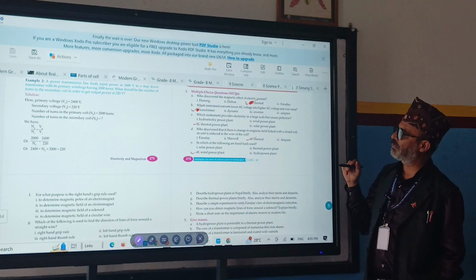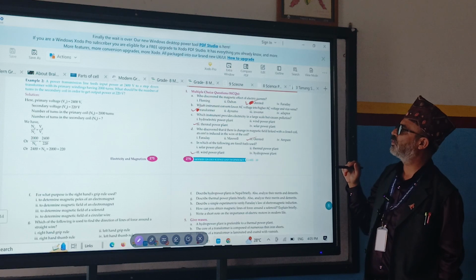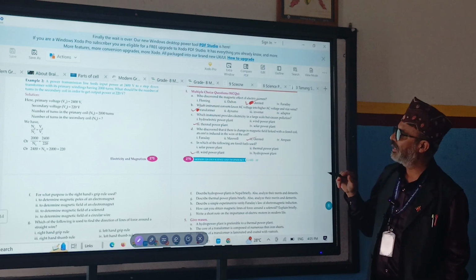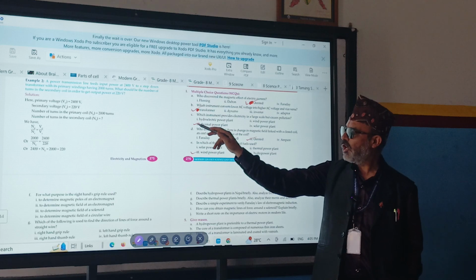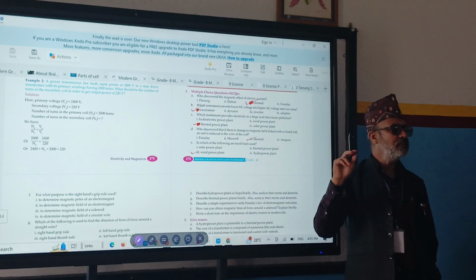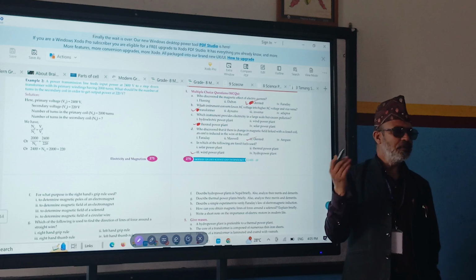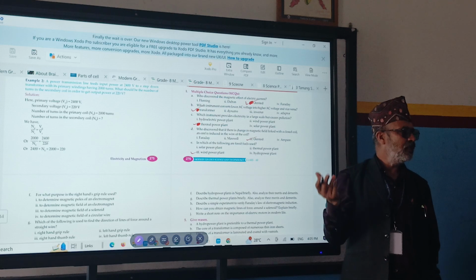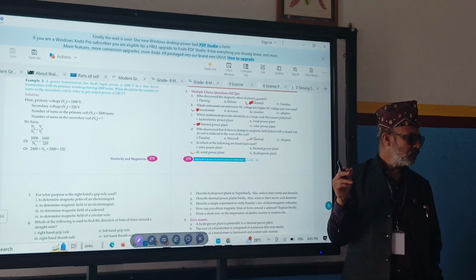Number C. Which instrument provides electricity on a large scale but causes pollution? Right, what you said. Because in a thermal power plant, diesel, petrol, etc. they burn. When they burn, they produce carbon dioxide and other harmful gases as well. Yes or no? This is right.